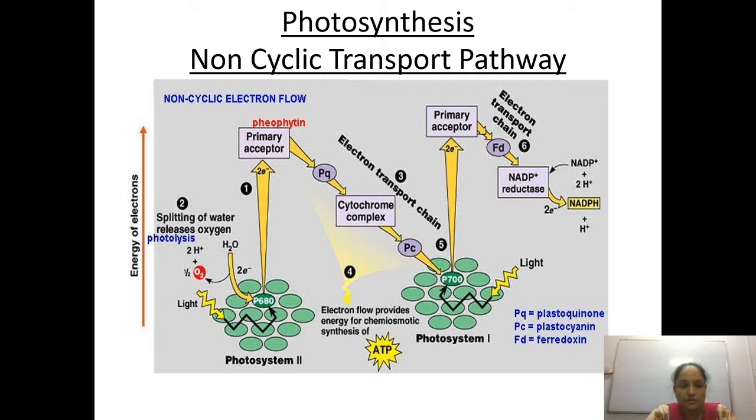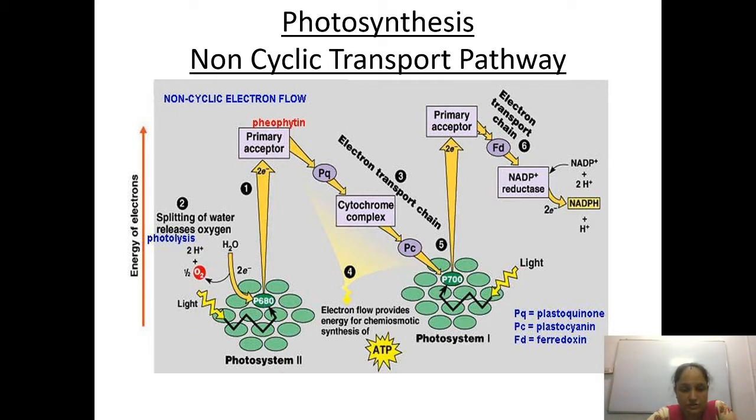Okay, so in this picture, here is pigment system 680, which is also known as photosystem 2. This pigment system 680 has the reaction center along with accessory molecules, and these accessory pigments absorb the light energy in the form of quanta, and provide that absorbed energy to the reaction center so that the reaction can start.